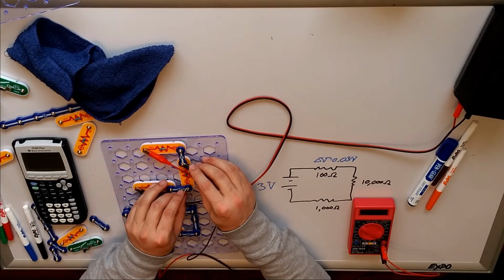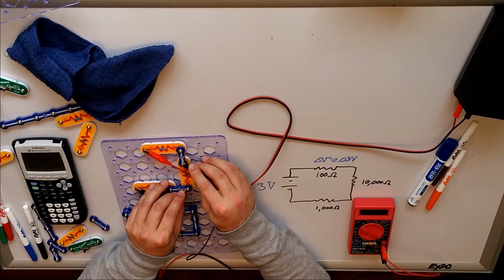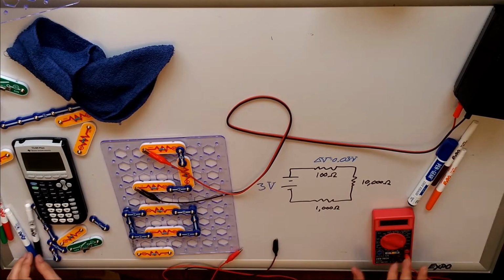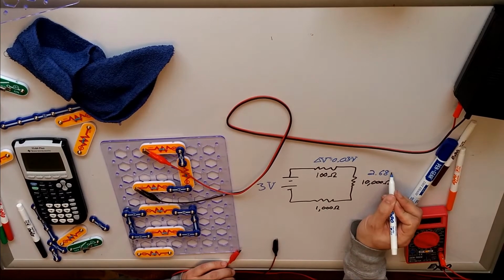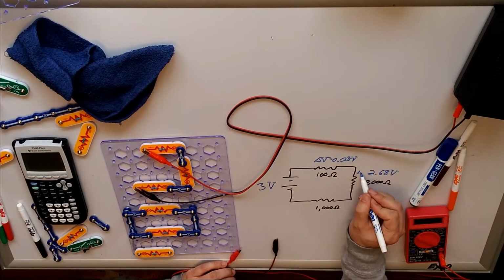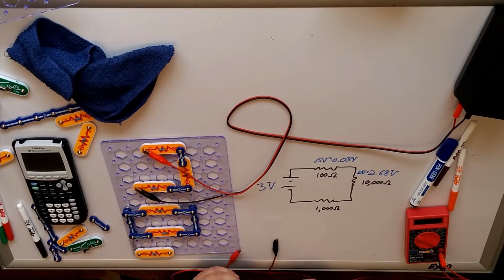All right, here we go. I'm going to check the next one. It's reading a negative, which means I'm actually hooking this up properly. But for our purposes, we're just going to treat it as positive. I've got 2.68. So when you're working with this stuff in the lab, 2.68 volts for resistors. We're just going to take the positive number.